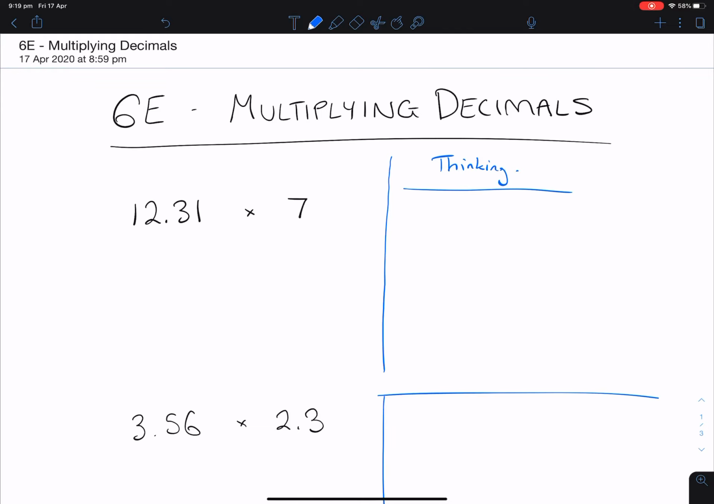Hello, today we are going to look at multiplying decimals together. It's pretty much like multiplying any whole numbers together, but there's an extra layer of steps where you move the decimal place around. Okay, so let's look at some examples.